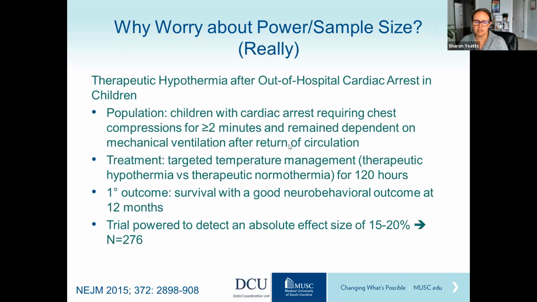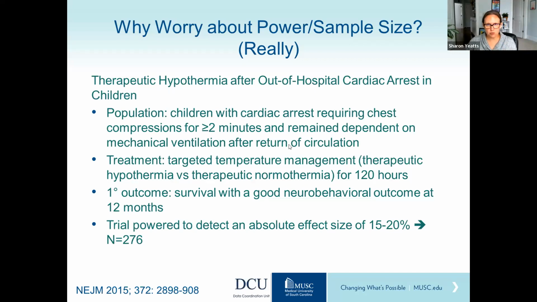So this is one example that came up in our work within the Siren network recently. This trial was published in the New England Journal of Medicine in 2015. It's the Therapeutic Hypothermia After Out-of-Hospital Cardiac Arrest in Children trial, which looked at children with cardiac arrest and randomized them to either therapeutic hypothermia or therapeutic normothermia for 120 hours. And the intention of this trial was to demonstrate that therapeutic hypothermia would improve survival with a good neurobehavioral outcome at 12 months.